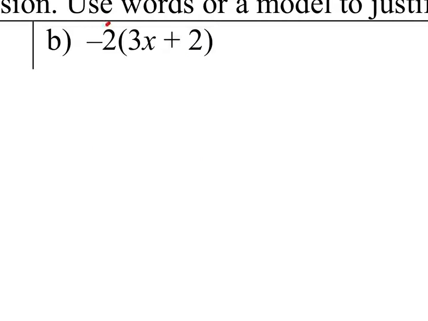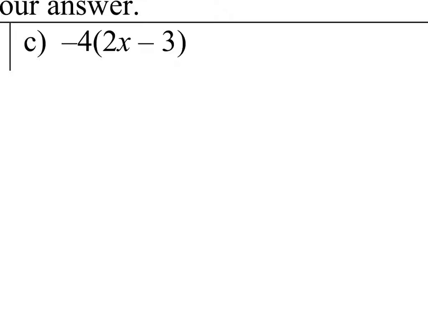This one, here we're distributing a negative 2 into the parentheses, so that's just multiplication. Negative 2 times 3x would be negative 6x. And then negative 2 times 2 would be a negative 4. Alright, well I'm going to do C, where I will distribute this negative 4. Now the two terms inside the parentheses are 2x and then the negative 3, so we've got to keep that in mind as we do this. Negative 4 times 2x is negative 8x. And then we got negative 4 times negative 3, which would be a positive 12. That is it.